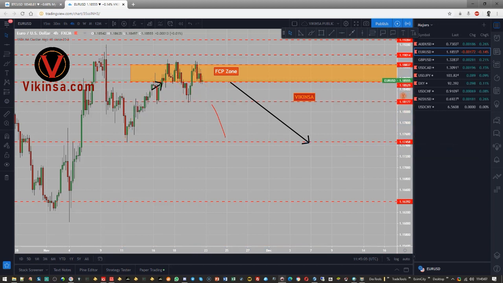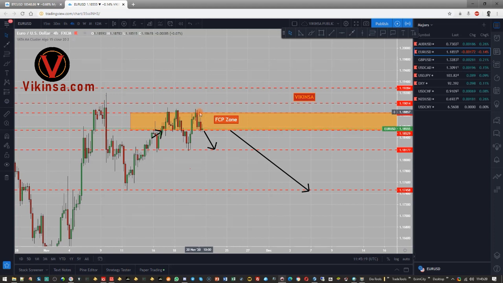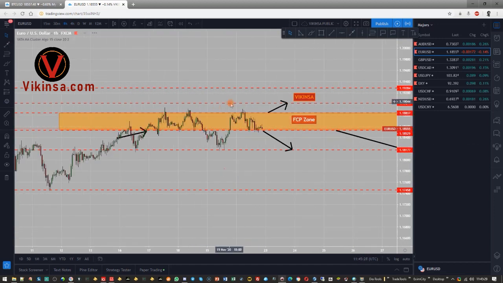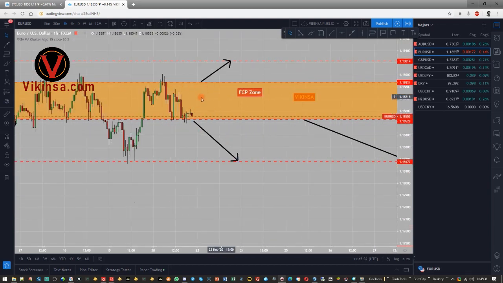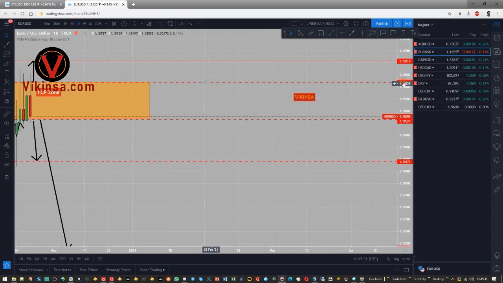If the market breaks through this 1.8529, then we are looking for a move into this, 1.8177. And if the market starts to go upwards, then we already have our targets planned in there. Inside the FCP zone, if you're a day trader or a scalper, you can find more opportunities using FCP patterns in here, and you can play with them. Okay, so this is what we have on EURUSD.